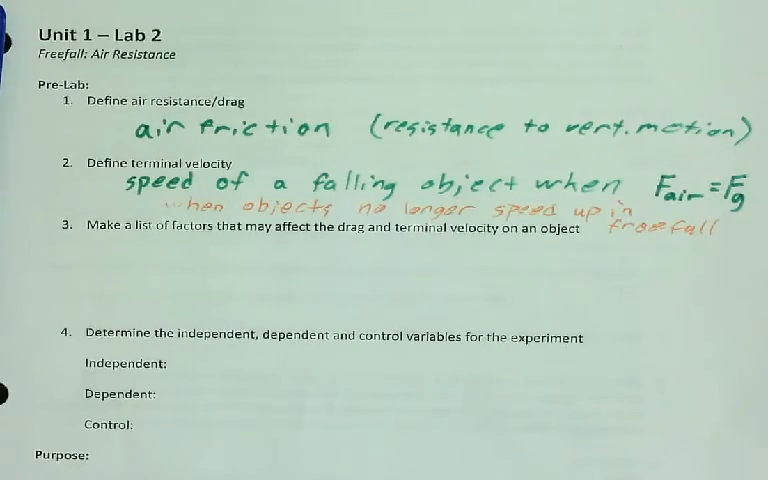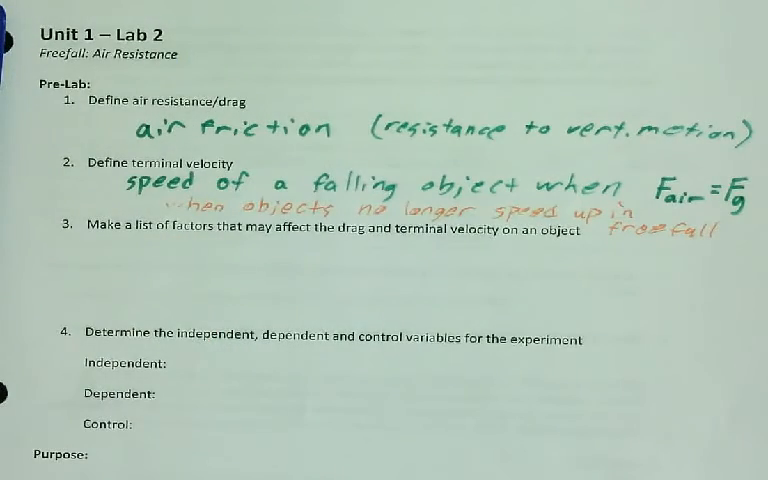Okay? Good. So here's what you guys are going to do first. Make a list of factors that may affect the drag and the terminal velocity on an object. So we're going to focus on terminal velocity.